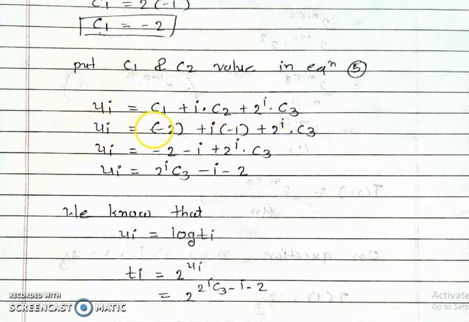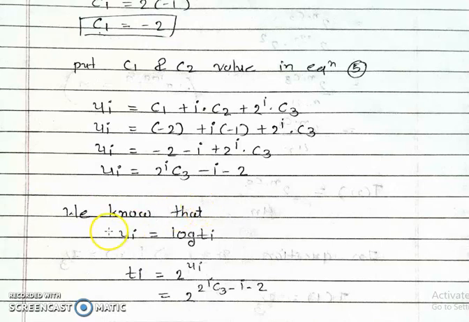So u_i is equal to C1, which is minus 2, plus i times C2, which is minus 1, plus 2 raised to i into C3. So we get u_i is equal to minus 2 minus i plus 2 raised to i into C3. So we write this in a new form: u_i is equal to 2 raised to i into C3 minus i minus 2.